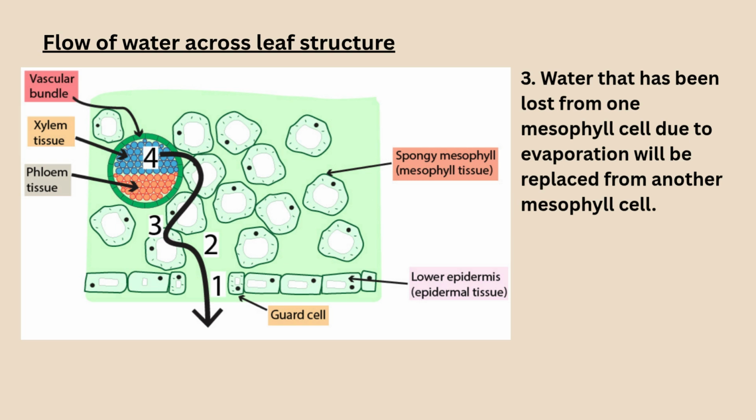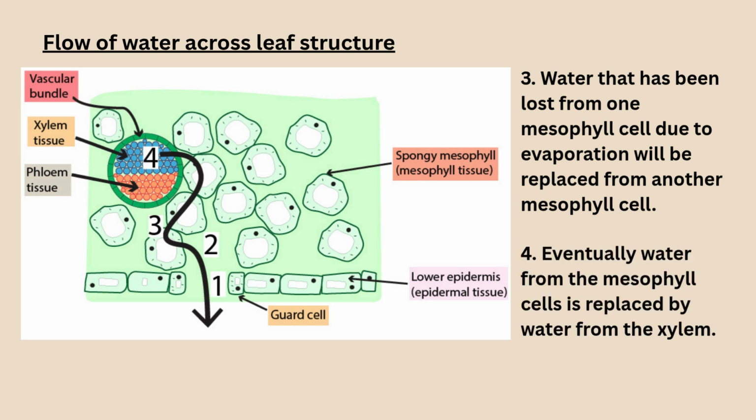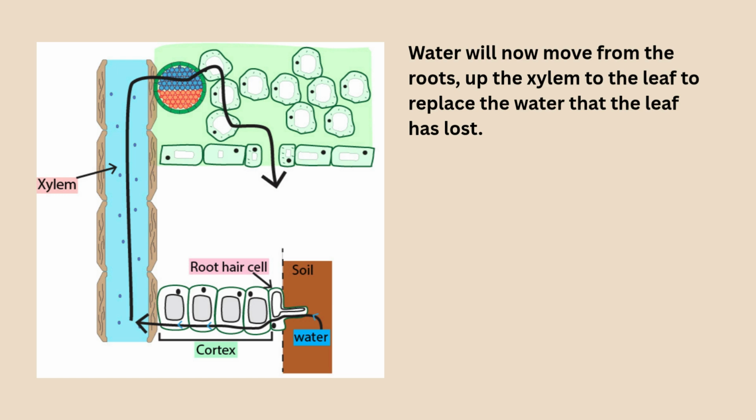At point 3, water that has been lost from one mesophyll cell due to evaporation will be replaced from another mesophyll cell. At point 4, eventually all the water from the mesophyll cells will be replaced by water from the xylem. Water will now move from the roots up the xylem to the leaf to replace the water that has been lost from the leaf.